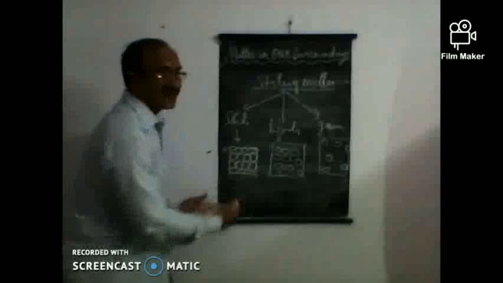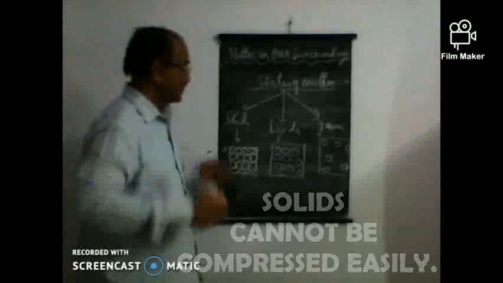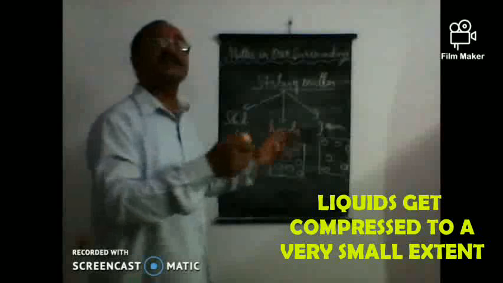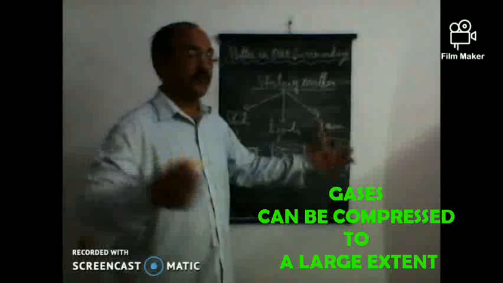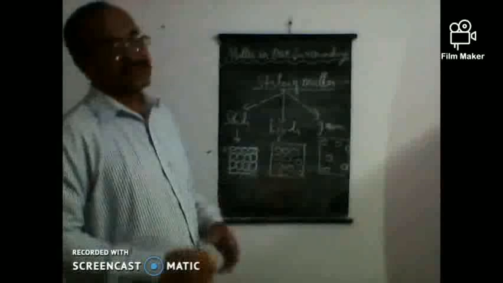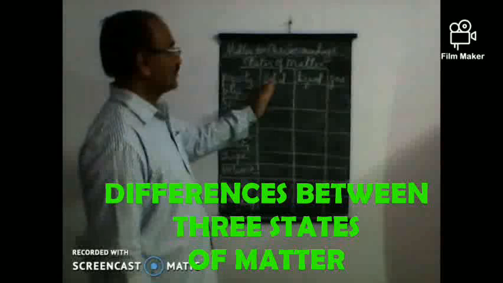And as they are tightly packed, if you try to press them, they cannot be easily compressed. So they don't change their shape in one way, you can say. And in liquids, as there are a few spaces, compression is possible to a very small extent, and gases can be compressed to a great extent. So we'll be talking about those things in detail now, and bring out the difference between these three states of matter, right? So children, based on these three properties of the particles of the matter, we have to differentiate between these three now.